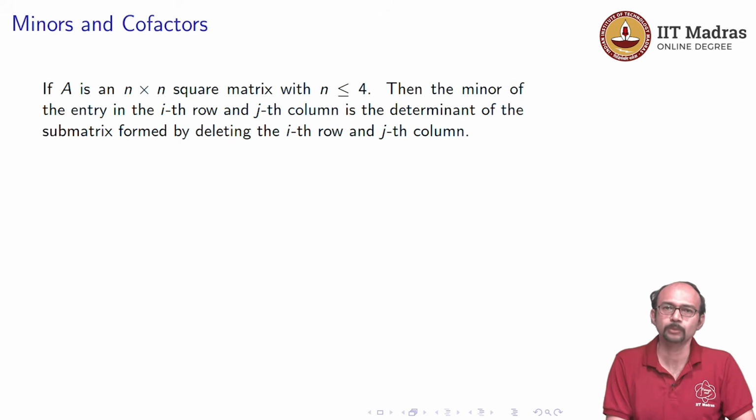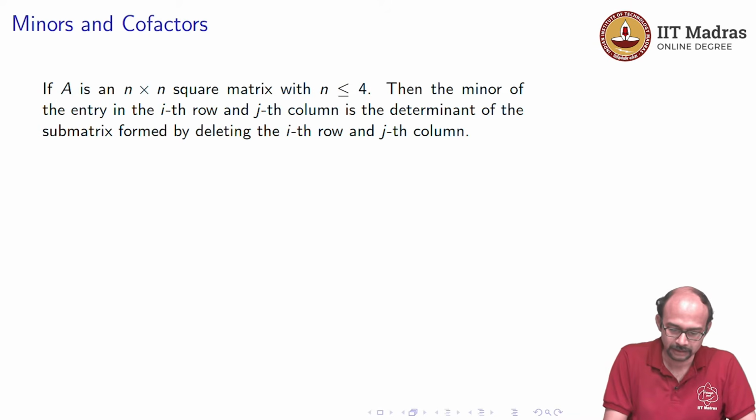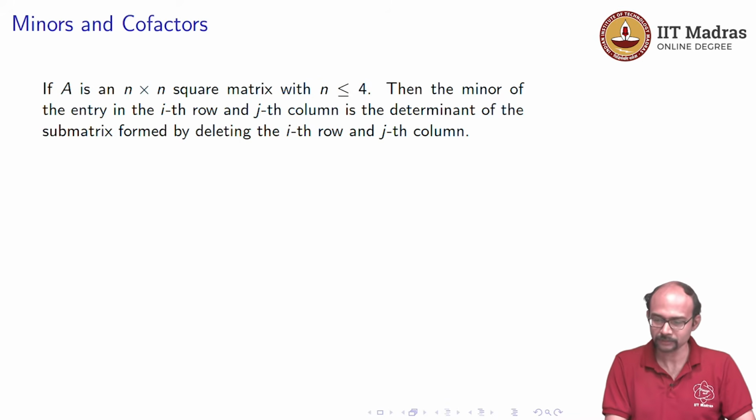Okay. So, now let us move on to minors and cofactors. This is a very important idea, and this is what is going to help us to generalize the determinant to the n by n situation, meaning where the size of the square matrix is n by n. Okay. So, now suppose A is an n by n square matrix where n is at most 4. Okay. We will do it in this particular case. So, either it is a 2 by 2 matrix or a 3 by 3 matrix or a 4 by 4 matrix. Okay.